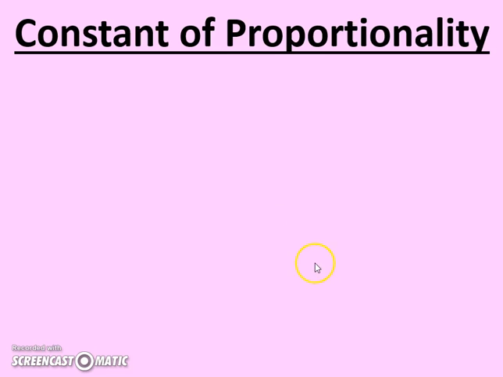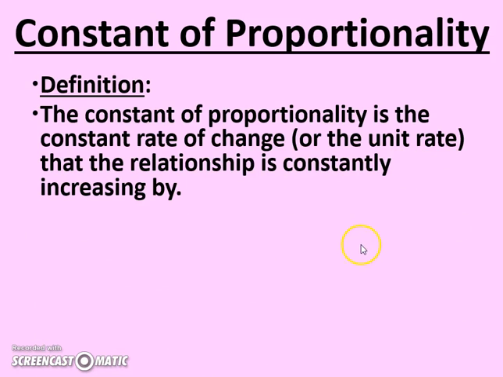Now, one more thing that we're going to look at in this lesson is called the constant of proportionality. So let's define that. The constant of proportionality is the constant rate of change, or the unit rate, that the relationship is constantly increasing by. In other words, constant of proportionality is a synonym for constant rate of change, which is a synonym for the unit rate. All of these words mean the same thing.